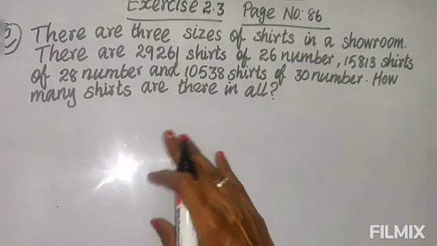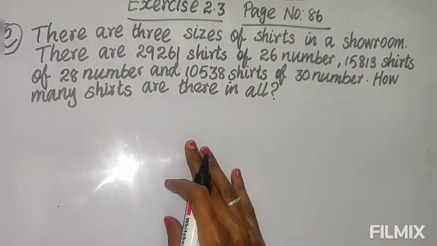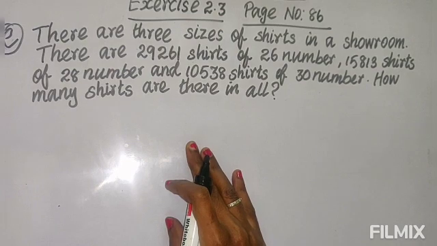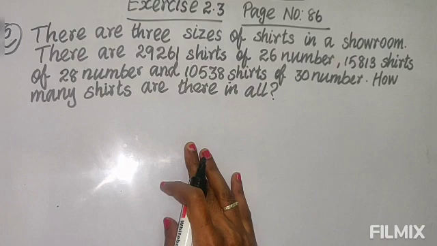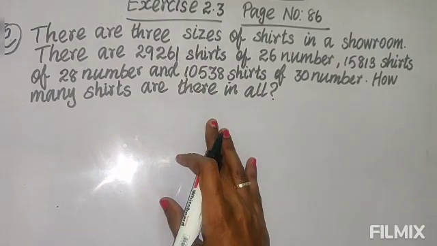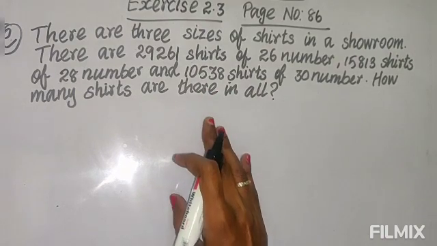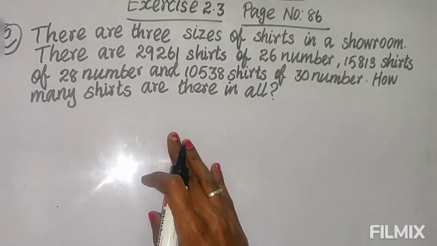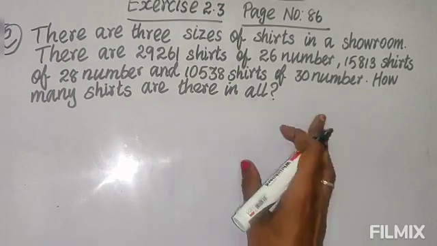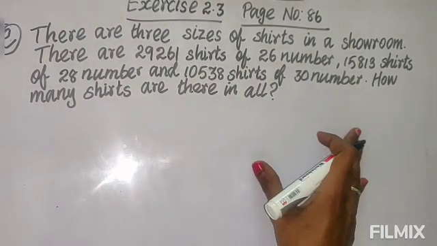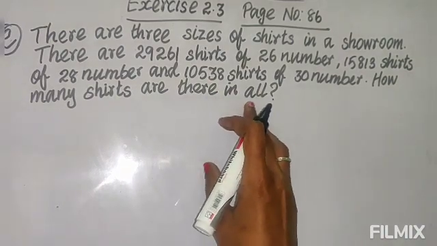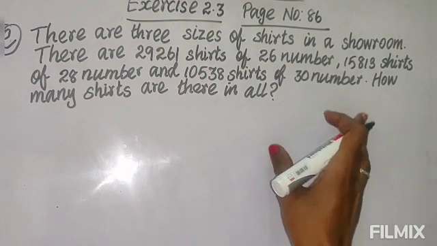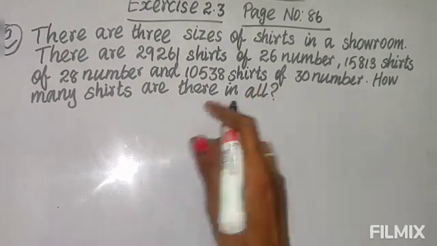Okay, this next one is from exercise 2.3, page number 86. The E1 I am doing here, the remaining ones you will do by yourself. Here it is given there are 3 sizes of shirts in a showroom. There are 29,261 shirts of 26 number, 15,813 shirts of 28 number, and 10,538 shirts of 30 number. How many shirts are there in all?